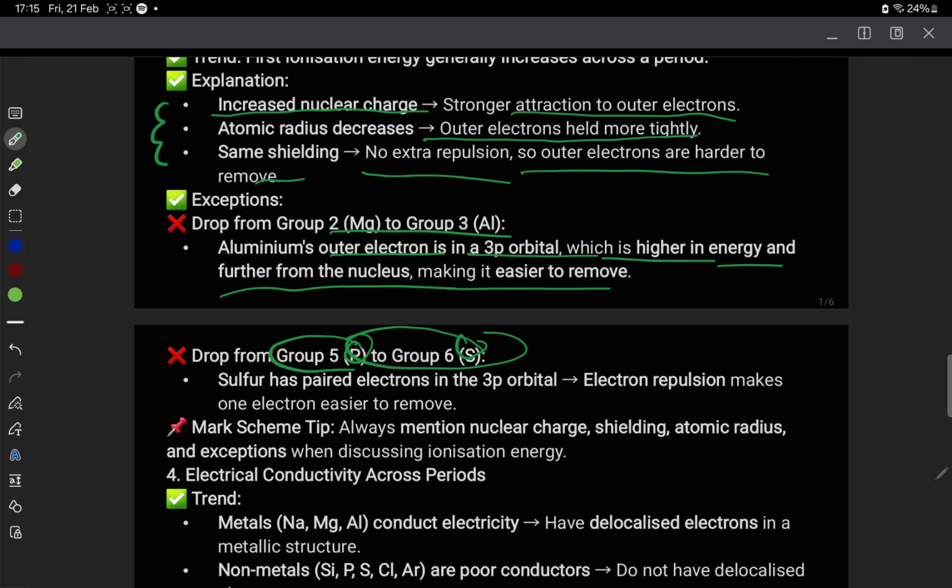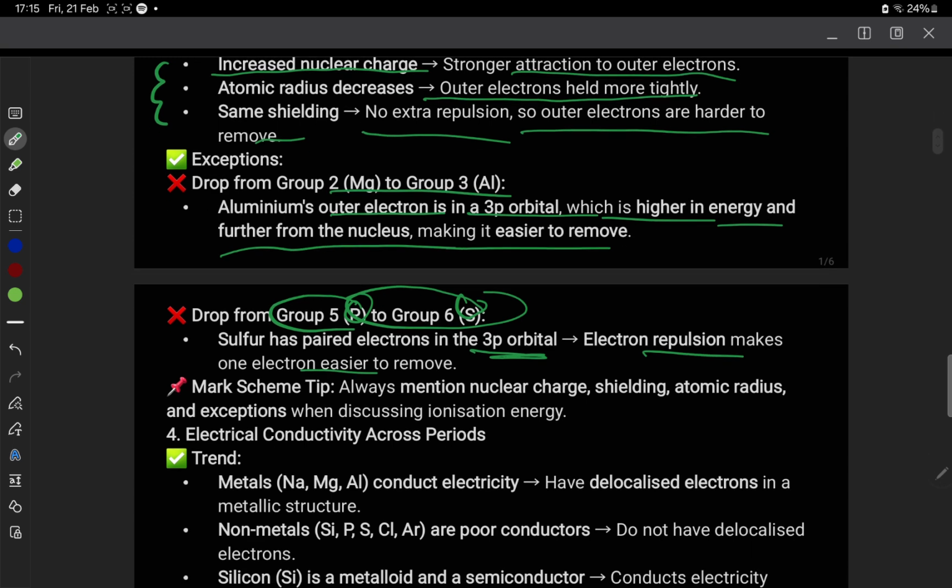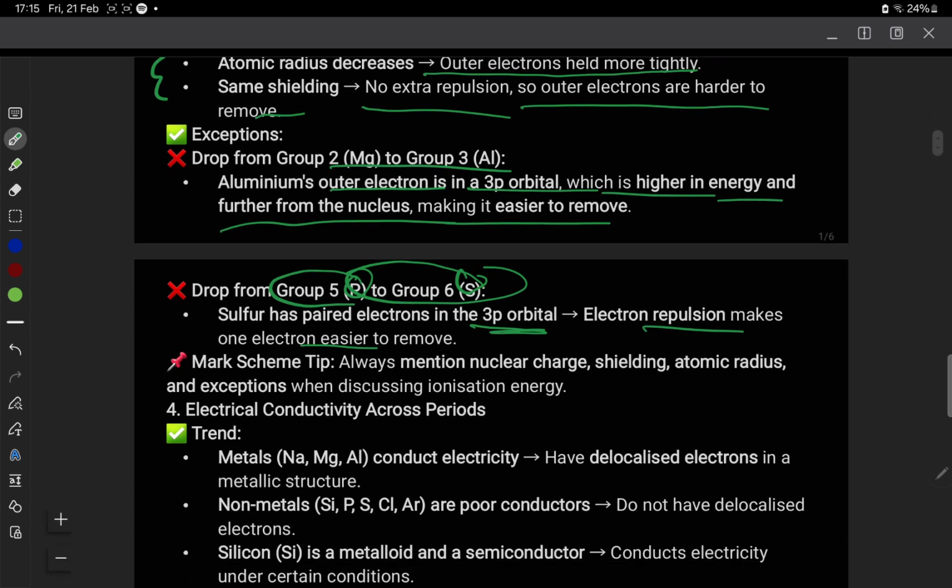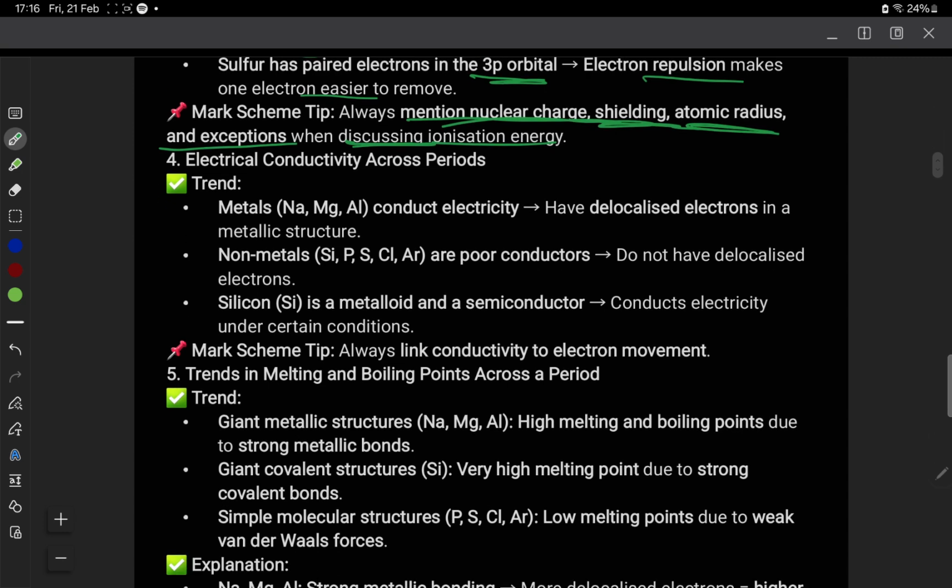Sulfur has a paired electron in the 3p orbital, so repulsion makes it easier to remove the electron. Think of it like this: it's easier to steal a wallet from someone with their hands full than from someone gripping it tightly with both hands, right? So when you talk about this in the exam, always mention nuclear charge, shielding, atomic radius, and exception when discussing ionization energy, okay? So that you can get full marks.